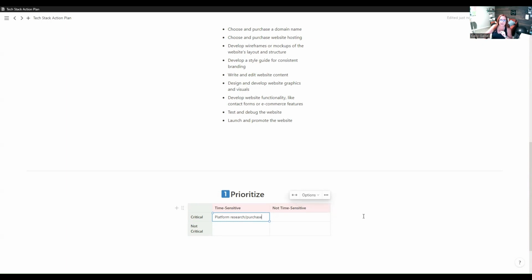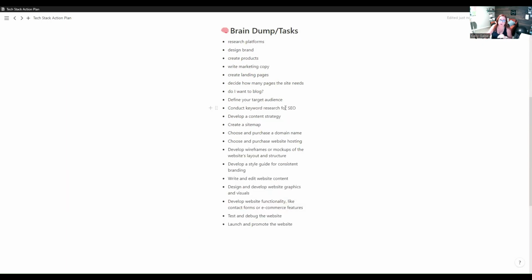That is time sensitive and critical. Now let's take a look at our keyword research for SEO. This is something that is very important, but is this something that you need to do at the beginning or can it happen a little bit later into the process? Okay. SEO is super important, but it is something that you can save until a little bit later.